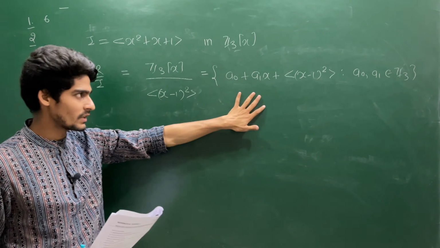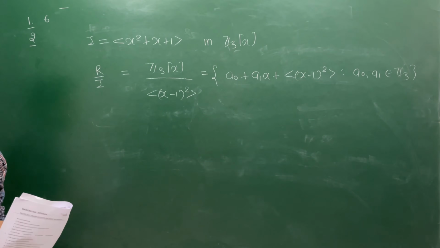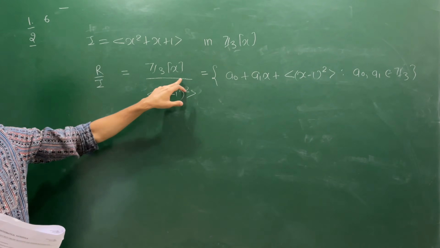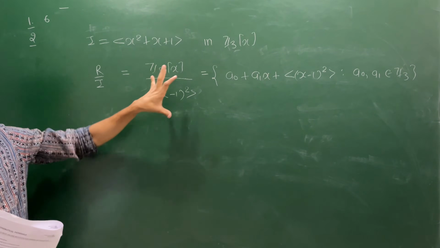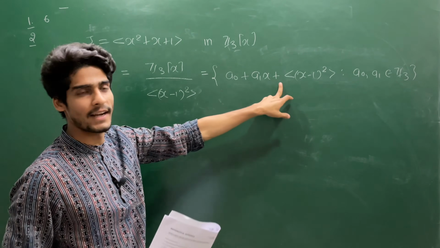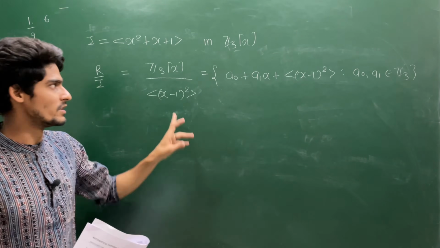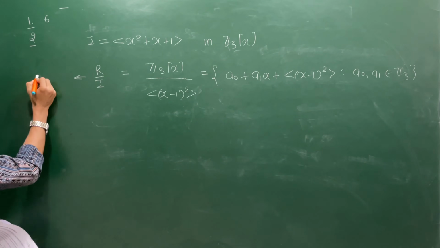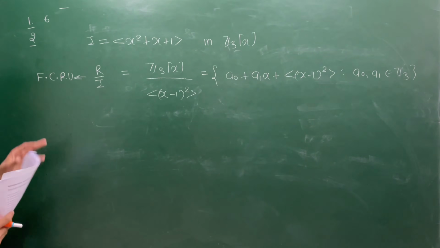So here, I have to identify which are my units and which are my zero divisors. One more thing, this Z3[x] is a commutative ring with unity. This is an ideal in this. So this quotient structure is nothing but a commutative ring with unity. And this is a finite ring because this contains exactly 9 elements. So this R by I is a finite commutative ring with unity. So this is an FCRU.